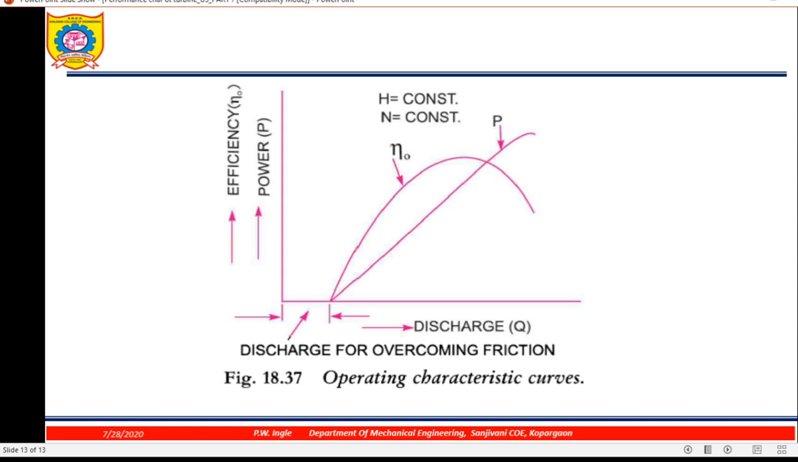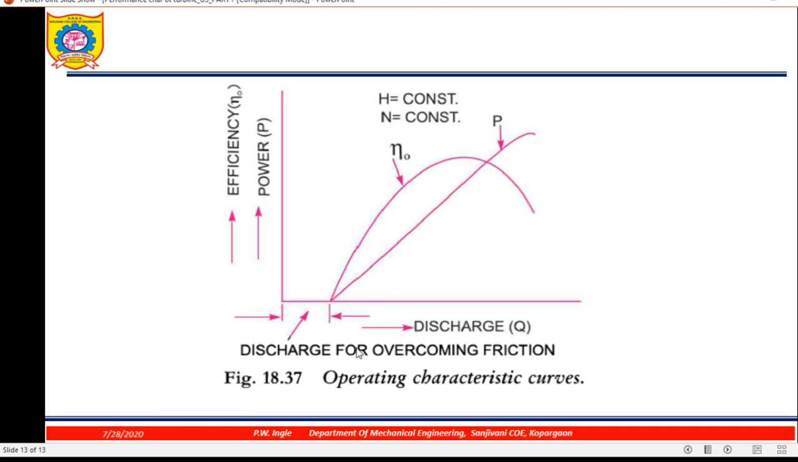Okay, now at zero load, if you go on adding the load, speed decreases, but we have to maintain the speed constant. So how to maintain speed constant? You have to supply a greater quantity of water. Likewise, if you again go on increasing load and adjust the discharge to maintain the speed constant, that is nothing but constant speed or operating characteristic curves. So we are getting these curves like this.